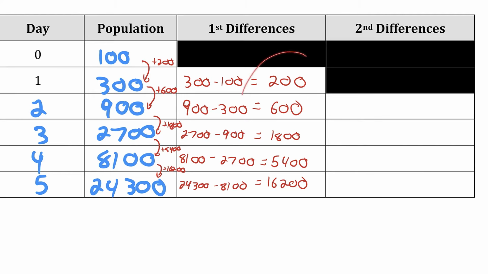Okay, so I've completed that first column of finite differences. And notice they're not constant. The y values are not going up by a common difference each time. They're going up by different amounts each time.